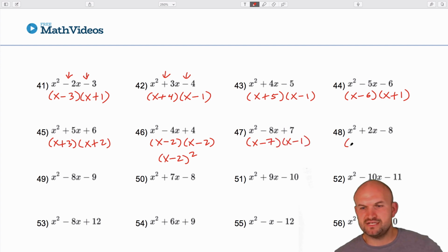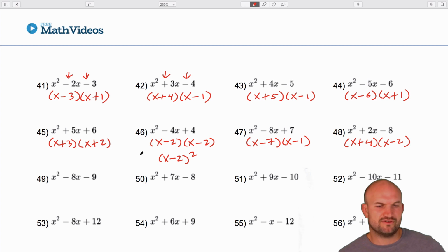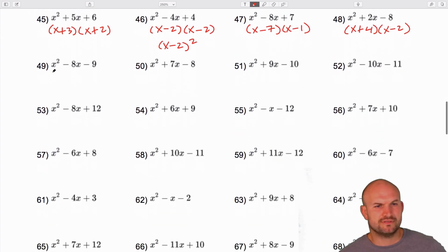The difference and positive, no, that's not right, yeah. Okay, difference and negative, so this would be x minus 9. Difference and positive.